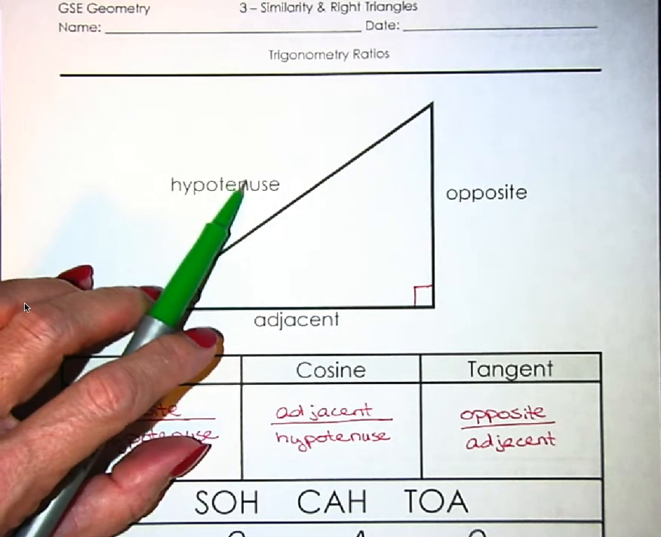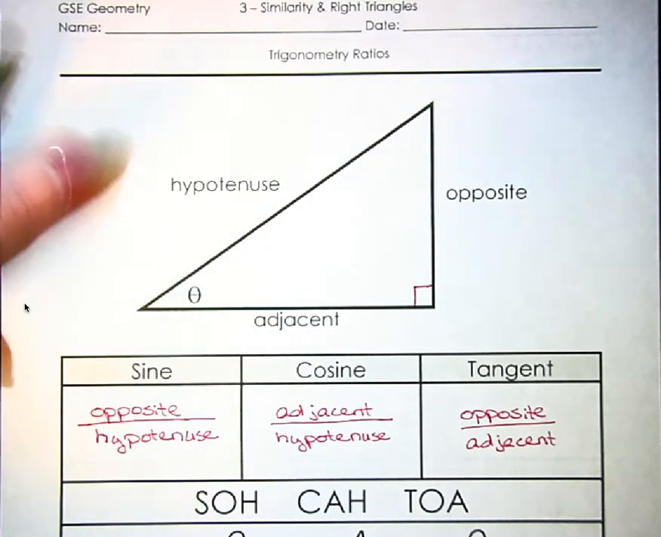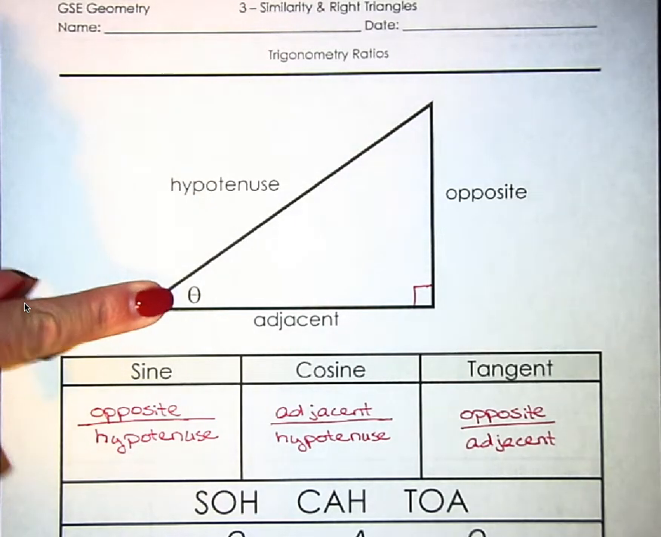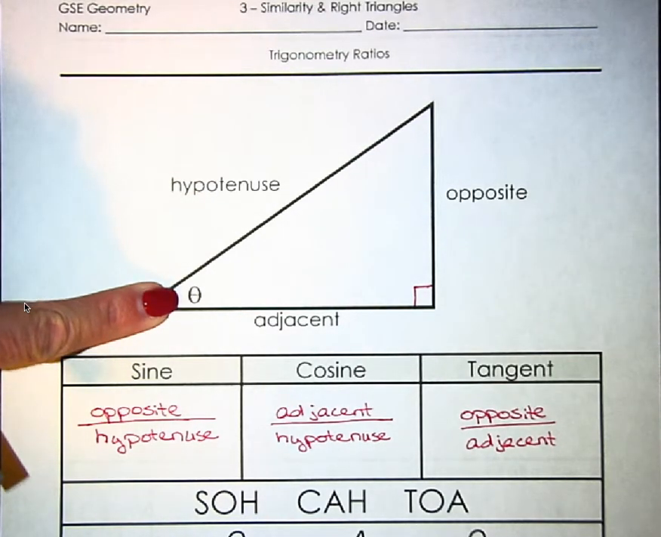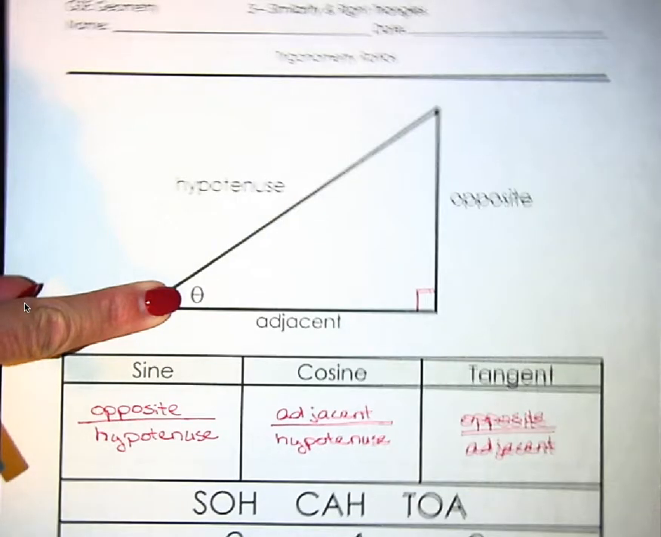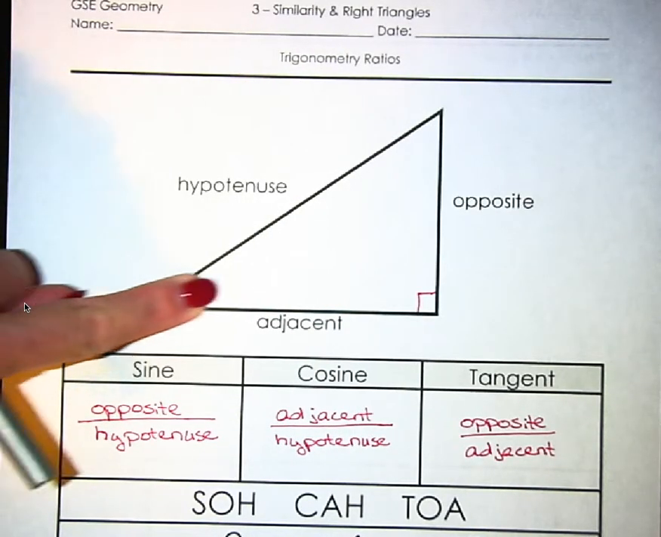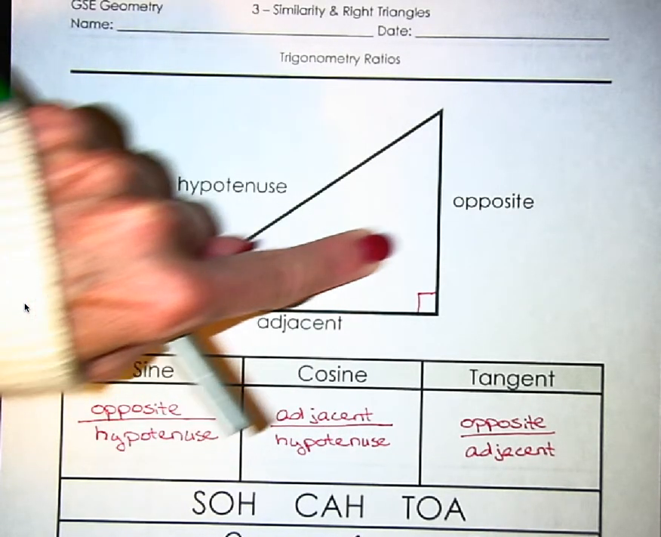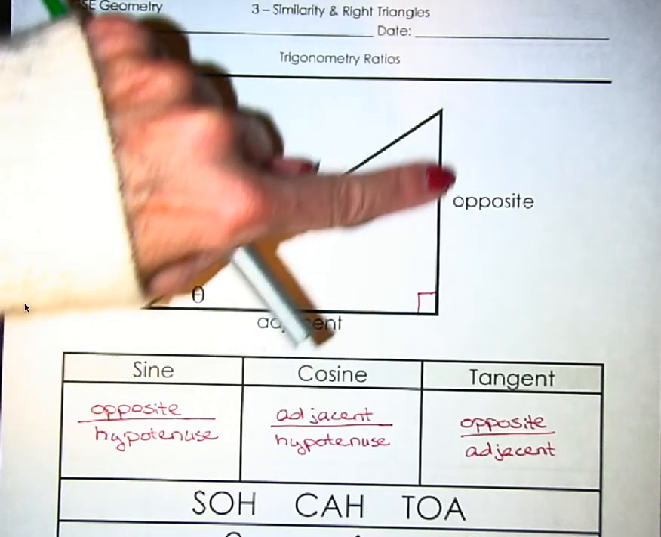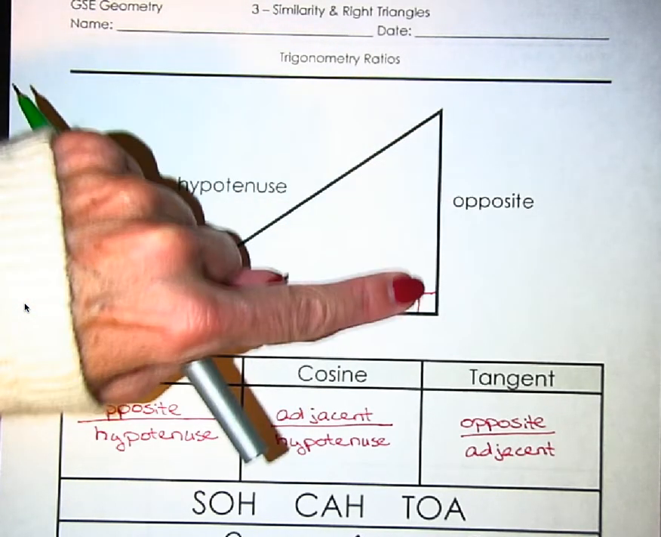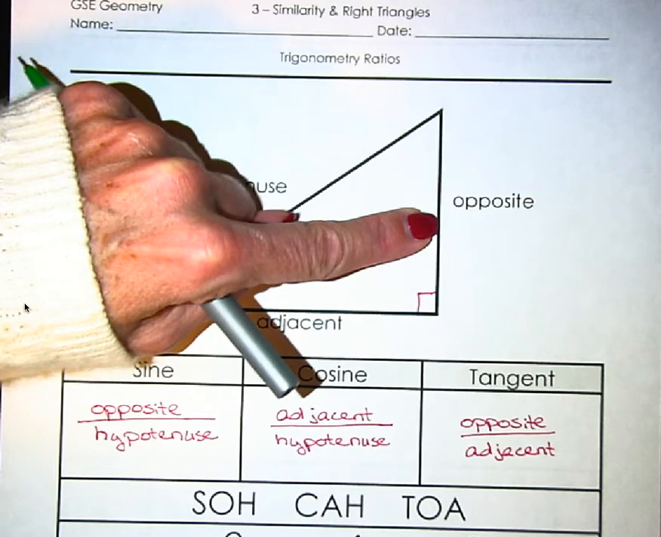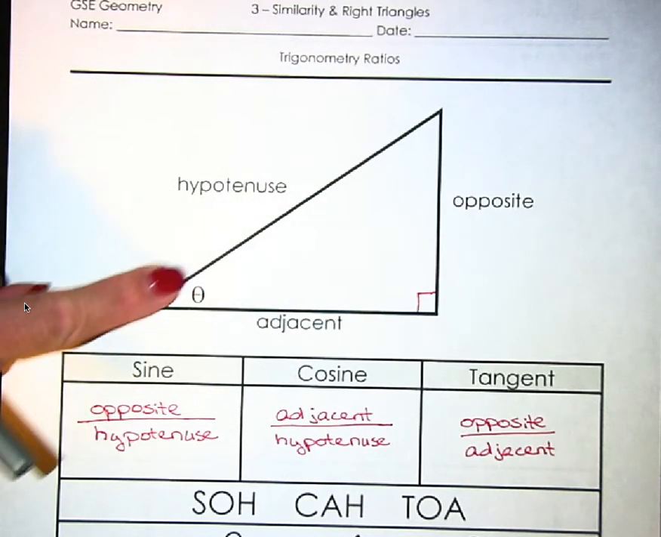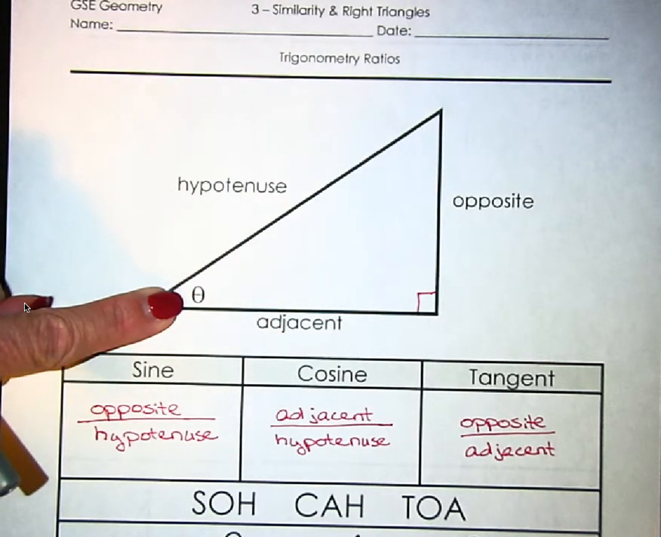I always label that hypotenuse, and then I actually put my finger on my reference angle or my theta angle, and to figure out which side is your opposite, just follow your finger directly across the triangle, and the side that is directly opposite your theta angle is your opposite side. It is opposite of your theta or reference angle.